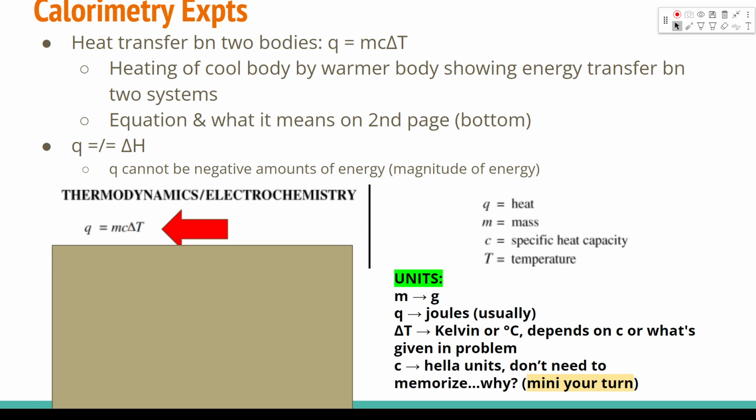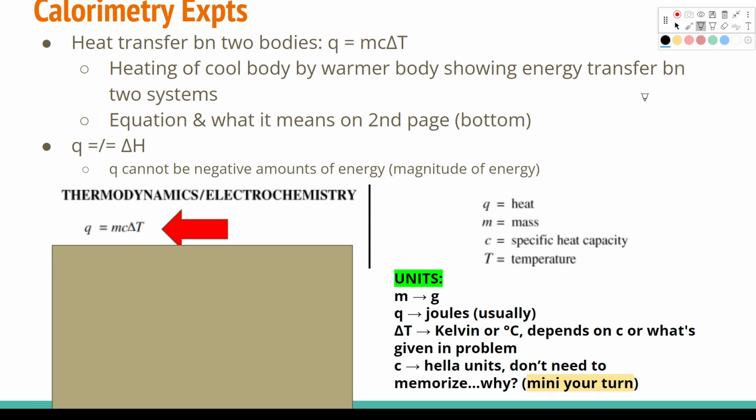Now, you don't need to memorize the units for C. We have the equation, so Minnie, your turn. Why don't we need to memorize the units for C? Think about it, write it down, and then I'll answer in 3, 2, 1. Because we have an equation. You could solve for C, for Q equals MC delta T, and then you can get the units from there.